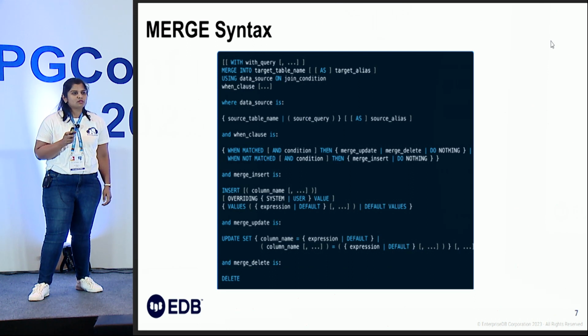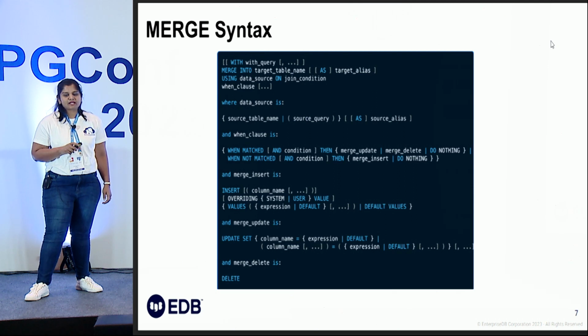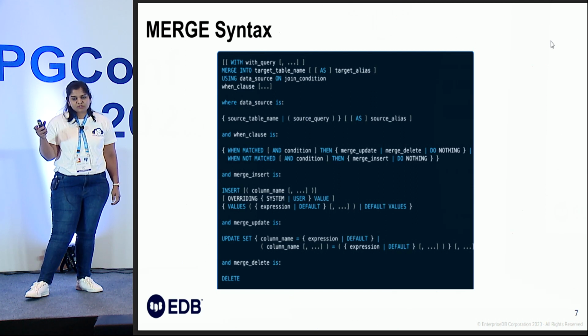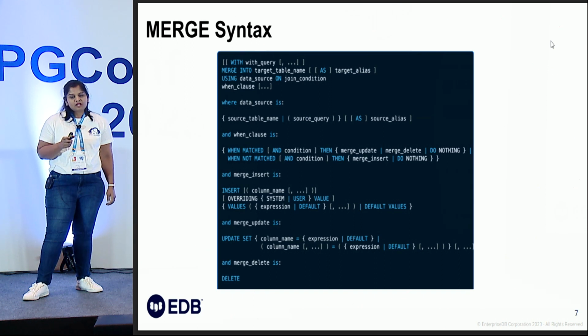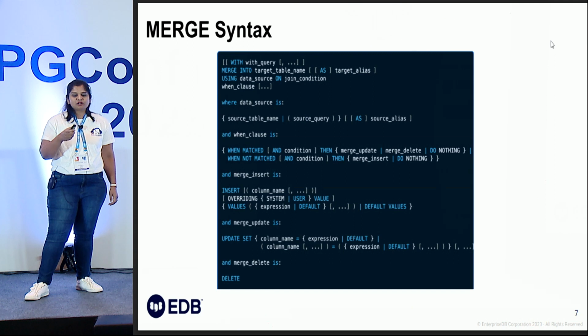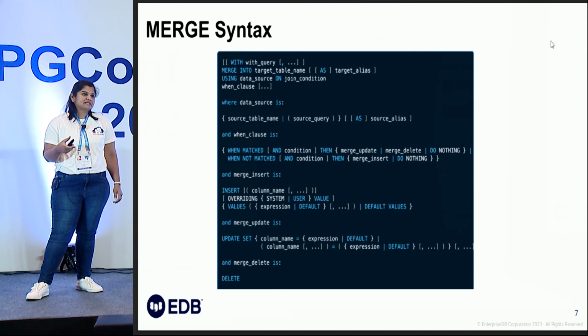Data source is a source table or a source query. Again, you can give an optional source alias name, on join condition. The join condition is the place where you specify on which columns you want to join these two tables. And then comes the when clause, where you get a lot of flexibility.